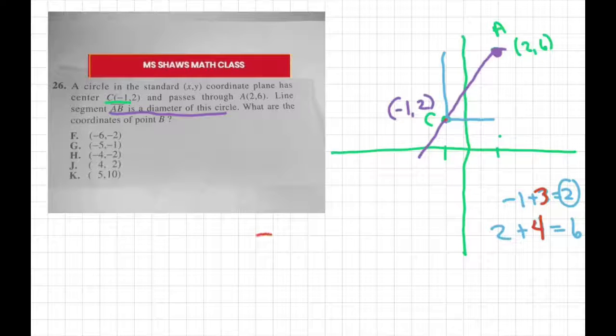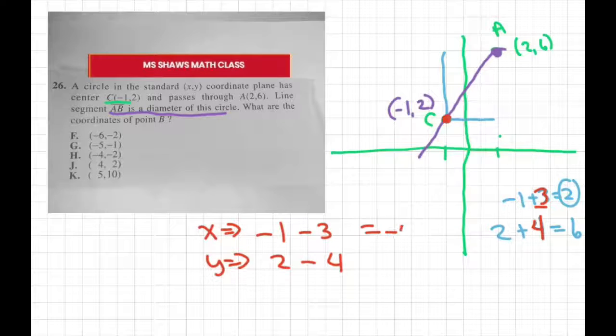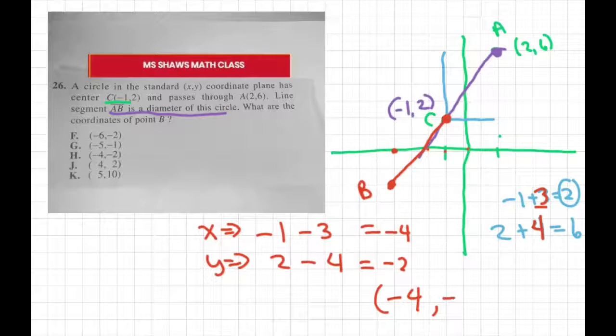So what we're going to do is take the center again. This is your x and this is your y, which is 2. Instead of adding 3, we'll subtract 3 because this is the center, and instead of adding 4, I'm going to subtract 4. What we get is negative 4 for x, and your y would be negative 2. So there's that point. This point would be point B. So negative 4, negative 2. And I didn't use a distance formula, I just sketched a graph.